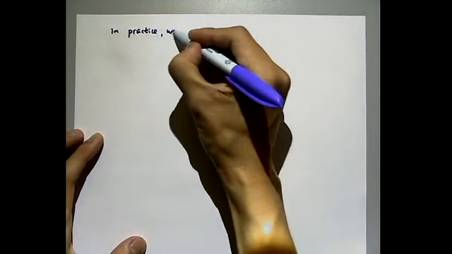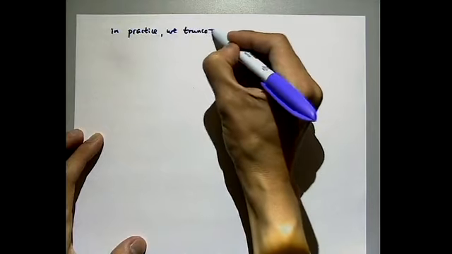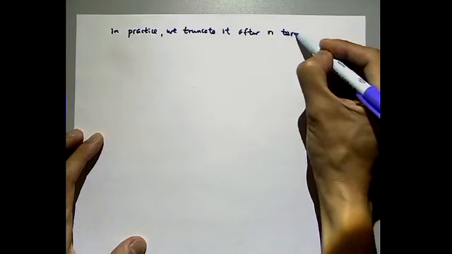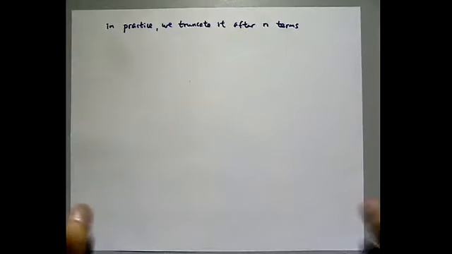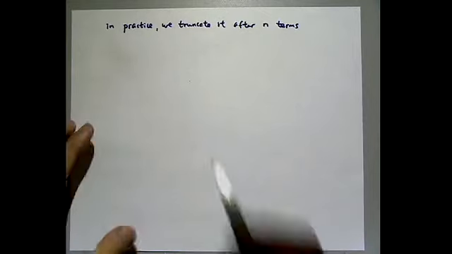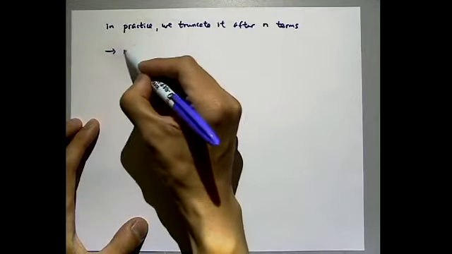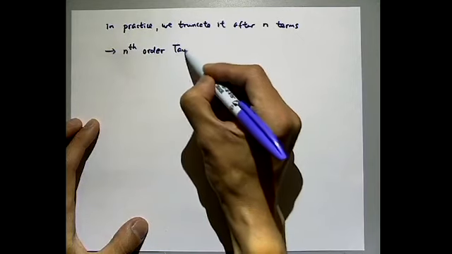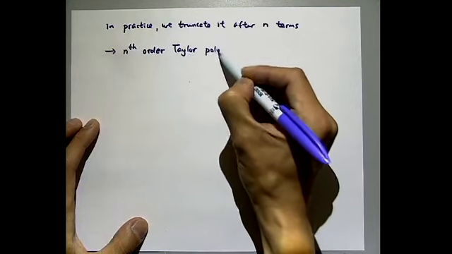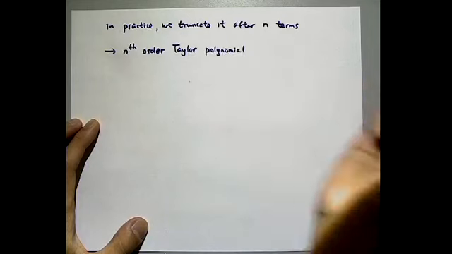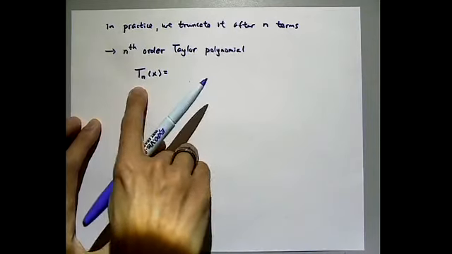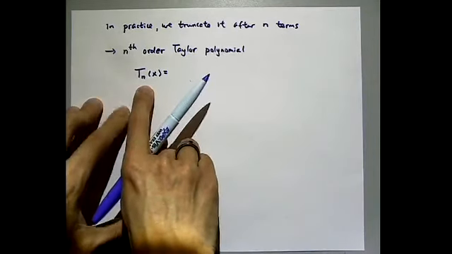And in practice, of course, in applications, we can't deal with infinitely many terms. So typically, we truncate it after n terms. And you call that the nth order Taylor polynomial. And often you see a capital T for Taylor and a subscript n for the order.